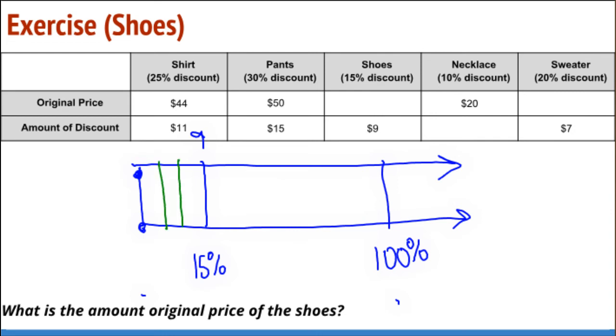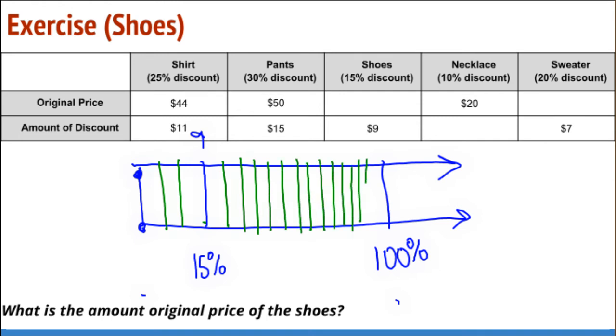5, 10, 15, 20, 25, 30, 35, 40, 45, 50, 55, 60, 65, 70, 75, 80, 85, 90, 95. Oof, spacing on my line was atrocious. So I'm going to find out that each one of these is 5, and counting up to 100, I took the 100 and I have divided it into 20 parts.